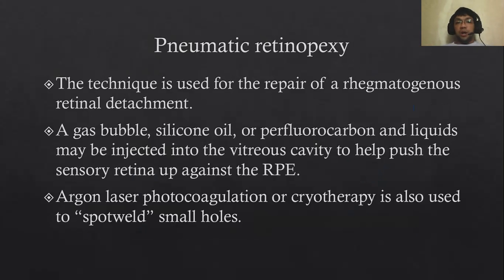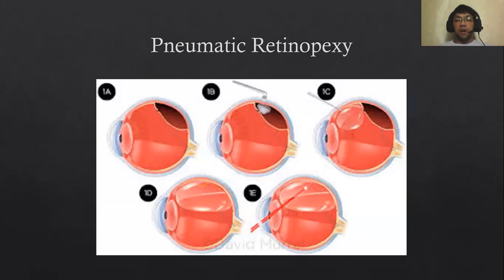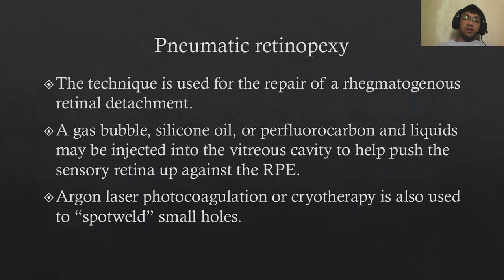Another procedure done is the pneumatic retinopexy. It's a technique used for the repair of rhegmatogenous retinal detachment where a gas bubble or a silicone oil or a perfluorocarbon and other liquids may be injected into the vitreous cavity. So similar to pars plana vitrectomy, but other agents will be introduced. And this will help push the sensory retina against the RPE. So it's quite similar to pars plana vitrectomy.